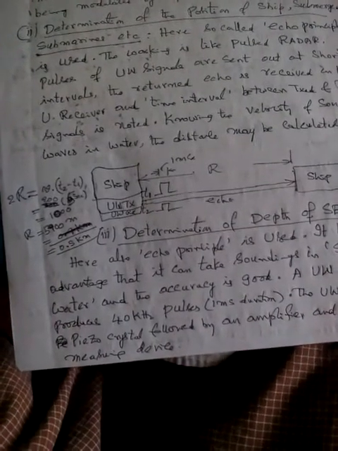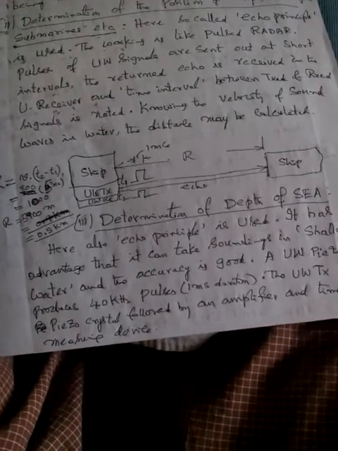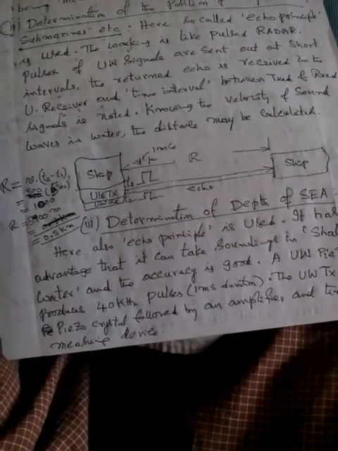Then third is the determination of the depth of the sea. One of the very important applications of ultrasonic waves, again using the echo principle. It is the same diagram, only now the signal goes vertically instead of horizontally. It has the advantage that it can take soundings in shallow water, and also in the sea and ocean, and the accuracy is very good.